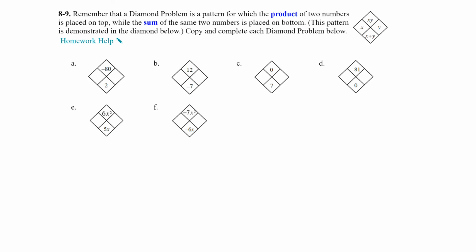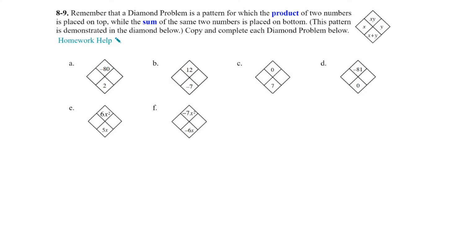Question 9. Remember that a diamond problem is a pattern for which the product of two numbers is placed on top, while the sum of the same two numbers is placed on bottom. This pattern is demonstrated in the diamond below. Copy and complete the diamond problems below. So we have negative 80 and 2.